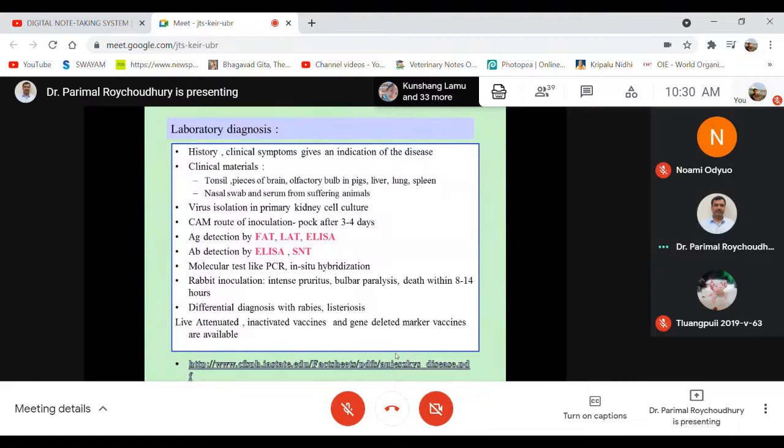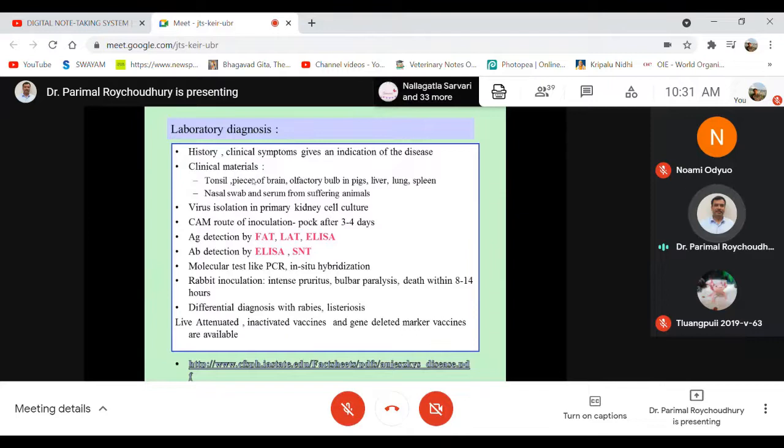Coming to the laboratory diagnosis: history, clinical signs and symptoms, such as high mortality in piglets and incoordination signs, along with high fever and respiratory signs and symptoms. As you know, in rabies we couldn't see any respiratory signs and symptoms, but here it is very prominent and we could record it. So that gives us some information. However, obviously we have to go for confirmatory detection based on antigen detection and antibody detection.